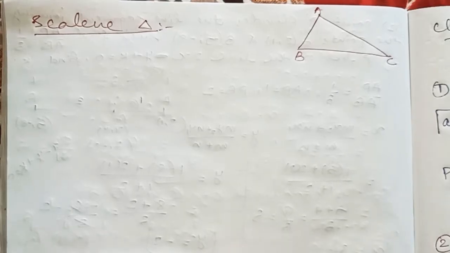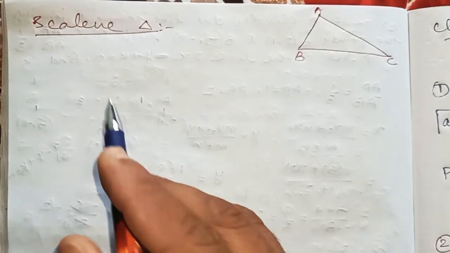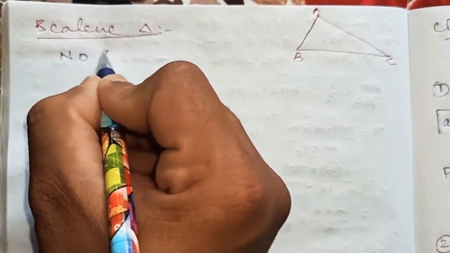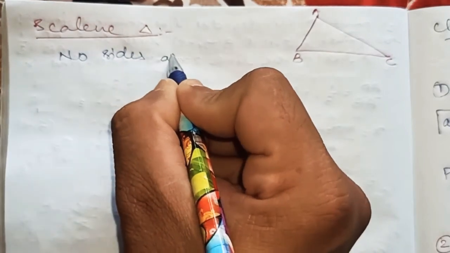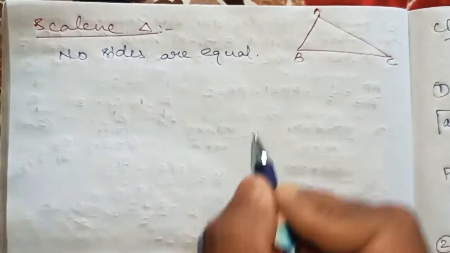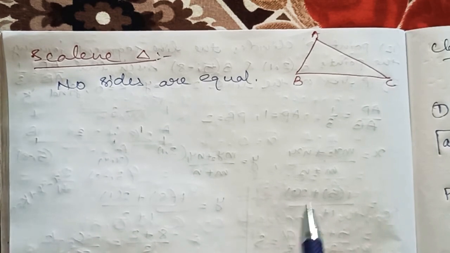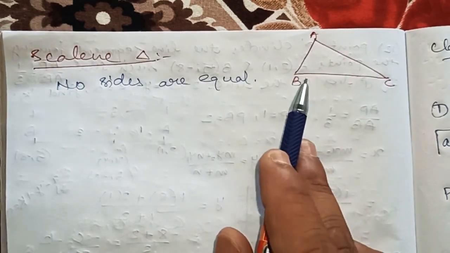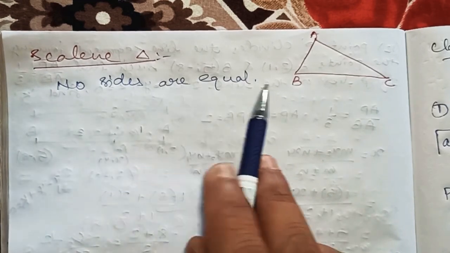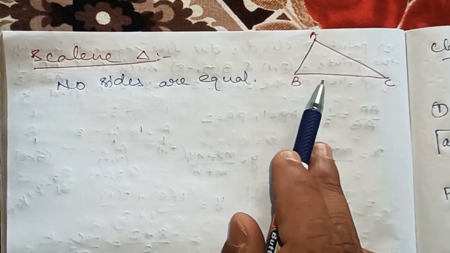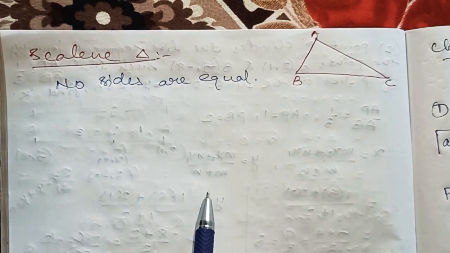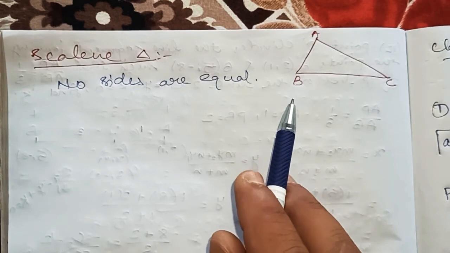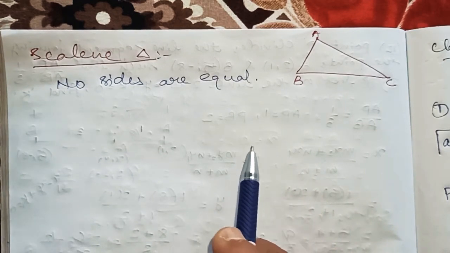Okay, now the last and most important triangle is scalene triangle, where no sides are equal. In a scalene triangle, no sides will be equal. The length of all the sides will be different, remember. Okay, now then how to calculate the area of this triangle? So for this triangle, there is a formula which is called Heron's formula.